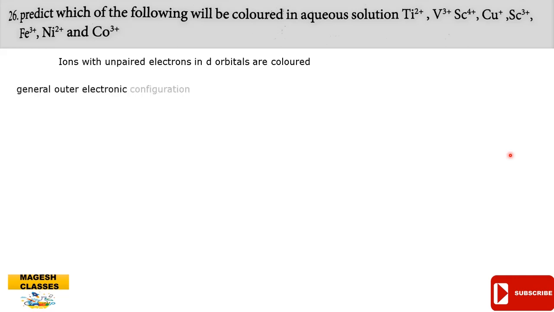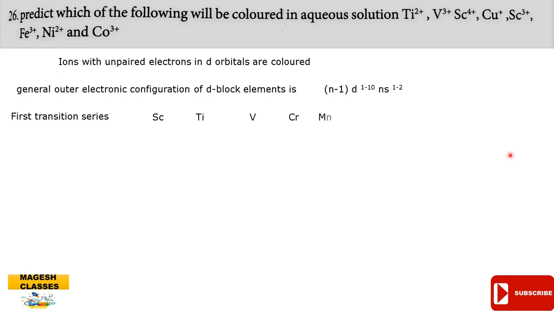The general outer electronic configuration of the d block elements is (n-1)d1 to 10, ns1 to 2. n-1 is the inner shell and n is the outer shell. The first transition series elements are scandium, titanium, vanadium, chromium, manganese, iron, cobalt, nickel, copper, zinc. Their atomic numbers start at 21 and go up to 30 for zinc.